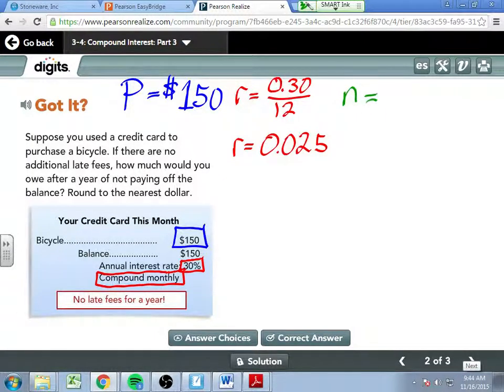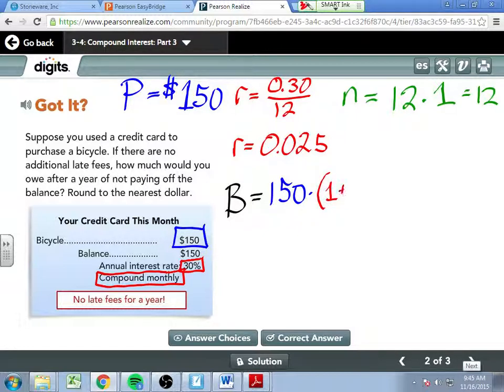And then my number of times per year, well, if it's 12 times per year, suppose you use credit card purchase of bicycle. If there are no additional late fees, how much would you owe after a year? 12 months. So that's 1 year. It's just 12 interest cycles. So now my balance actually comes out that 150 times the 1 plus 0.025 to the 12th.